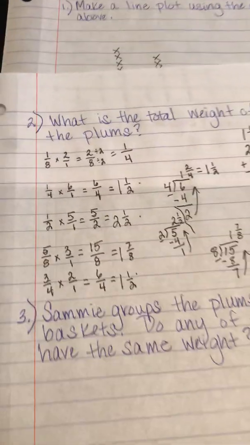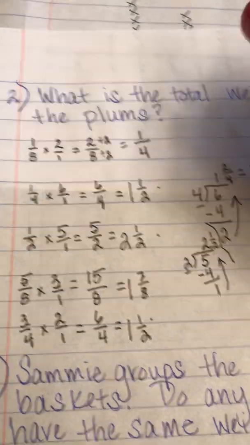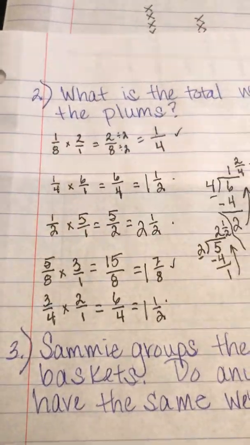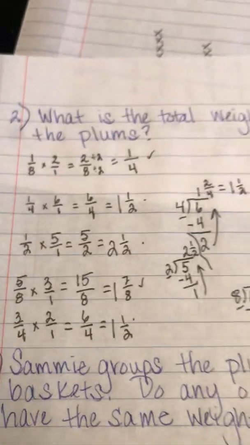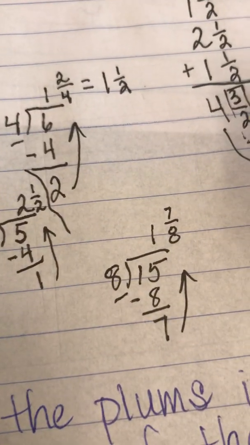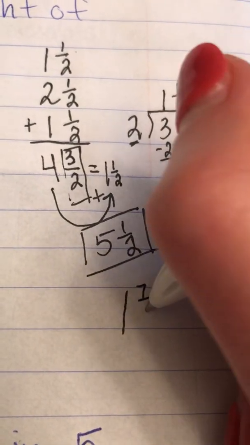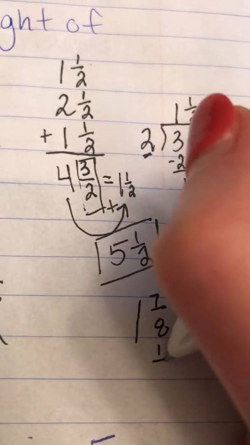Now, we still have to add together the 1/4 and the 1 7/8 because we have not used these yet. This one and this one, you see that? So let's add those together. It's 1 7/8 and 1/4. So 1 7/8, and it's just 1/4.